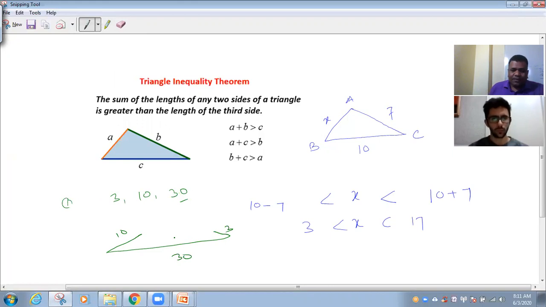One more example. 10, 20, 30. Can we make a triangle using these sides? No. Right answer, we can't. Because if this is 30, the other two could be 20 and 10, total 30. Where is the triangle? To get a triangle, the other two sides should be a little more than the third one. So it's not possible.